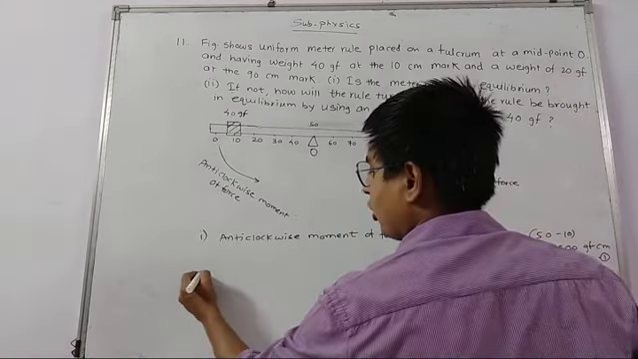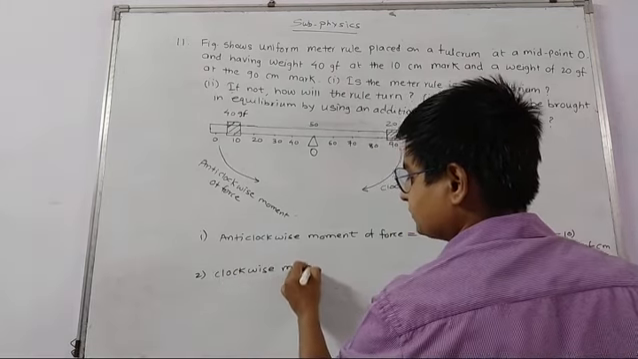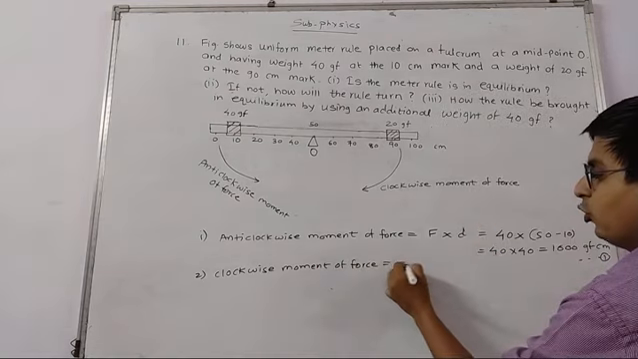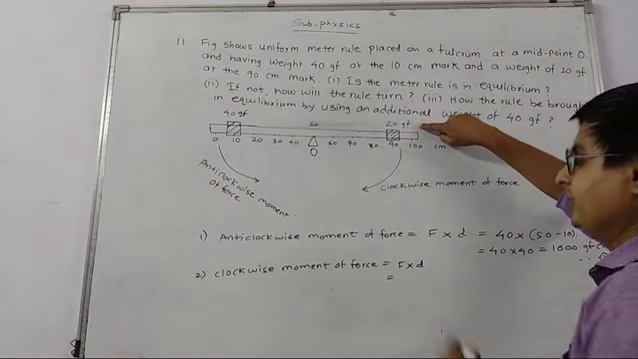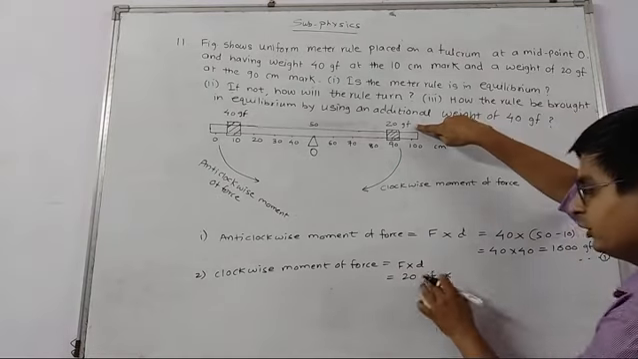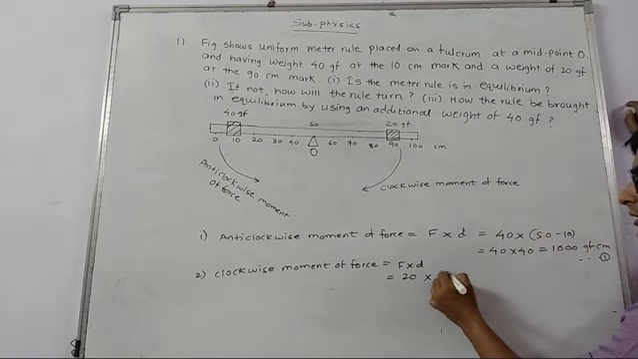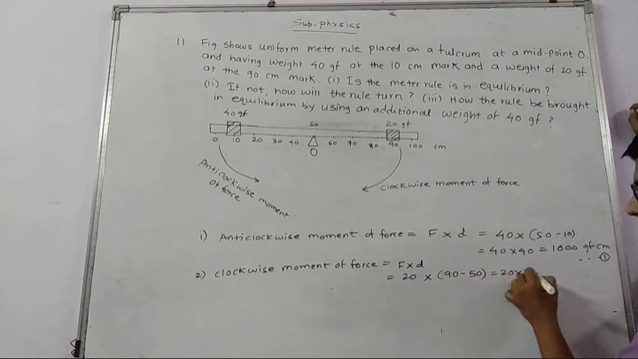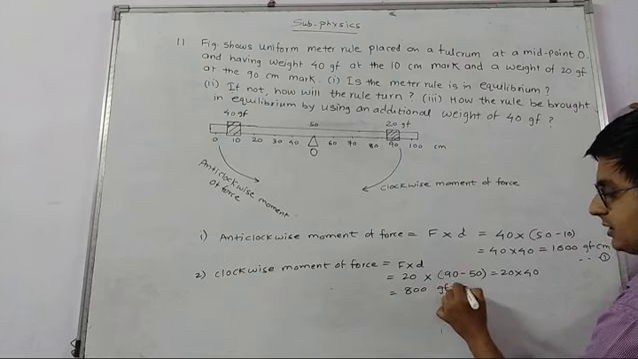Now what is the clockwise movement of force? Again the same formula, force into distance. The force is applied by the 20 GF, the weight added in the right portion. 20 into what is the distance? It is at the 90th position, so it is 90 minus 50. Again 20 into 40, it will become 800 GF centimeter.